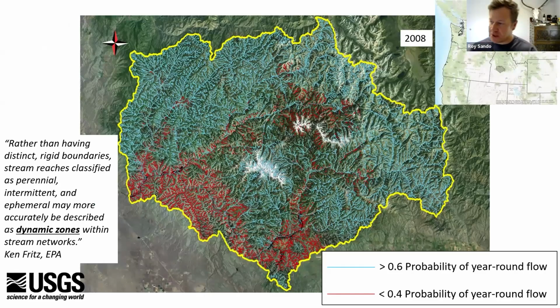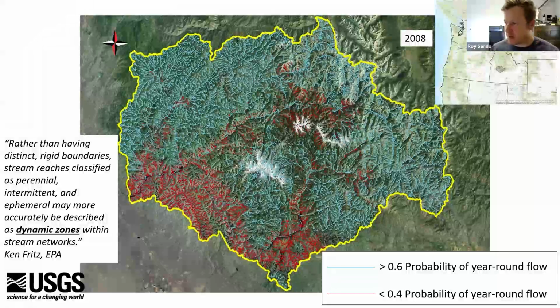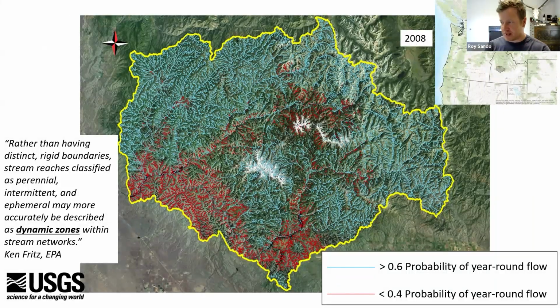So if we take the results from our first PROSPER model and zoom into the Boise River Basin, you can really start to see what we're hoping to depict as these dynamic systems, not necessarily static. A stream is either flowing or not flowing, and that's the way it always is. But really, people should start thinking about these as dynamic zones that expand and contract based on how much water enters the basin.